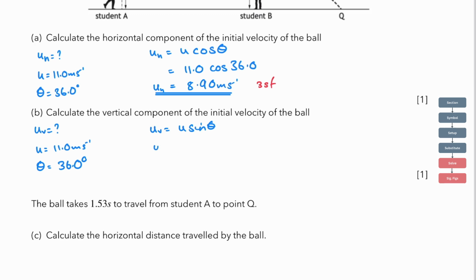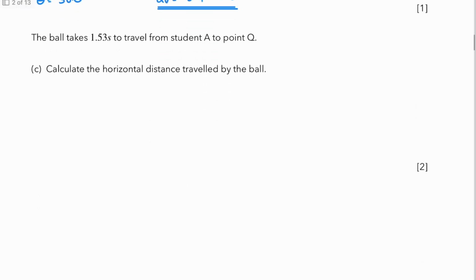Then we substitute in the data. And we solve, which gives us an answer of 6.47 metres per second. Again, that's the 3 significant figures, and we know the sig figs, so let's underline and tell the examiner we're finished.